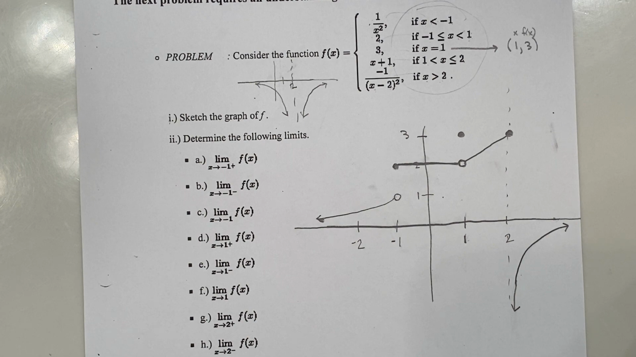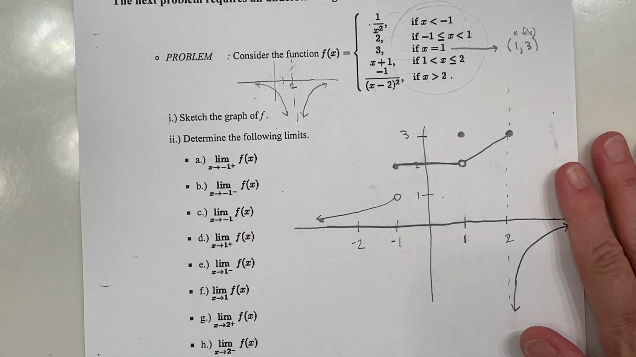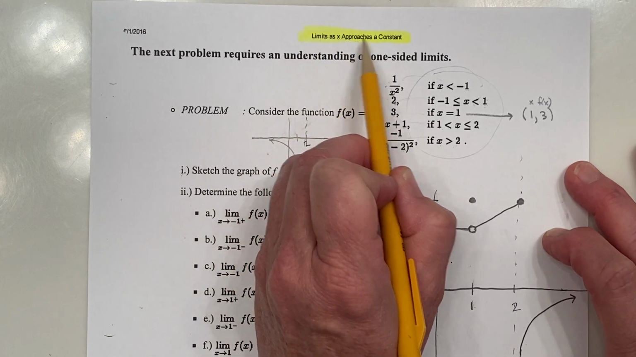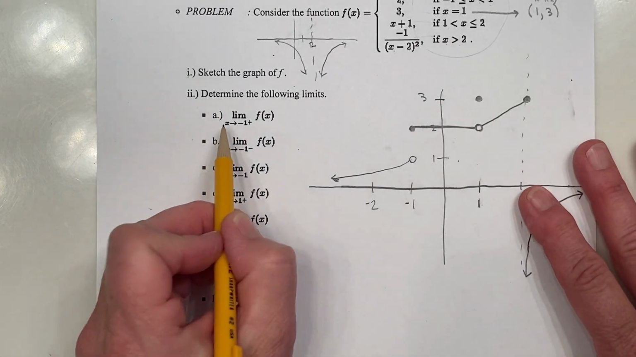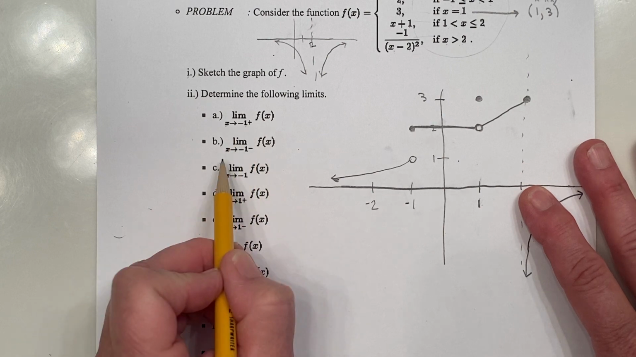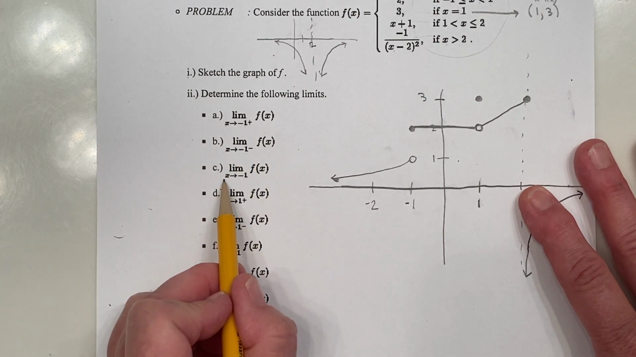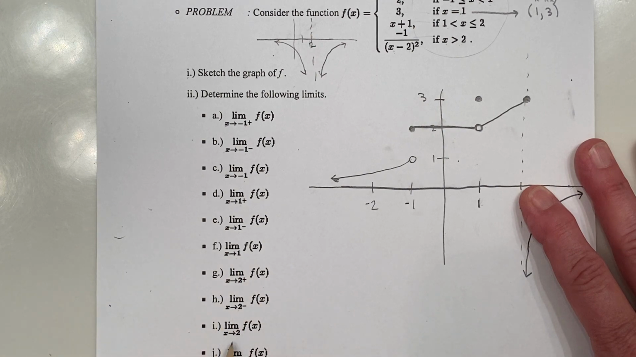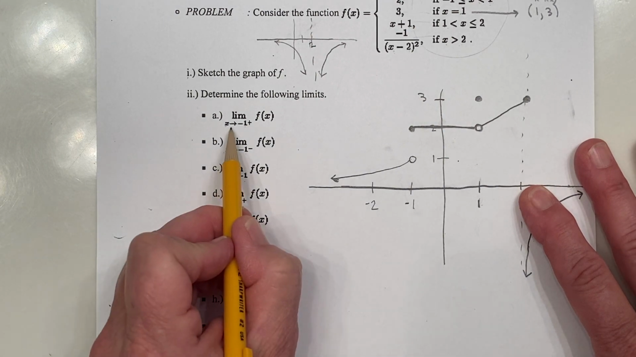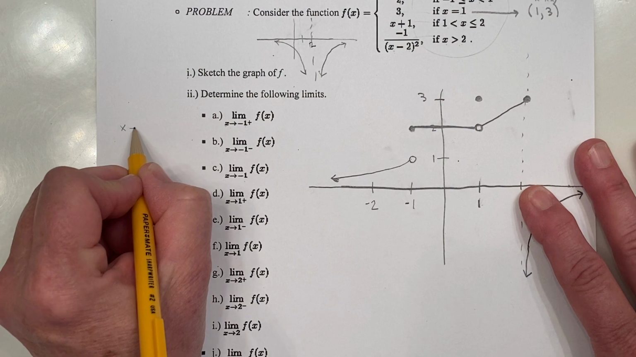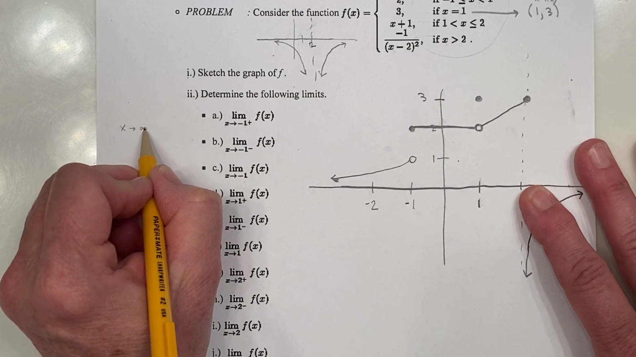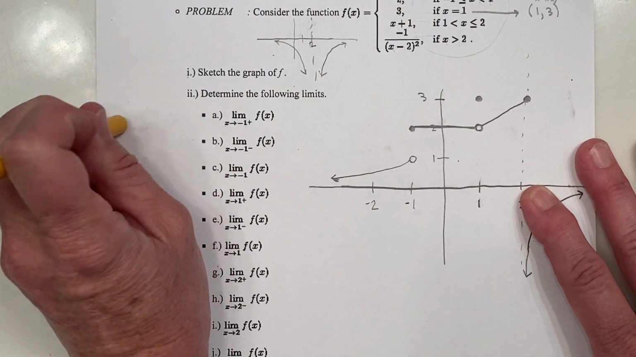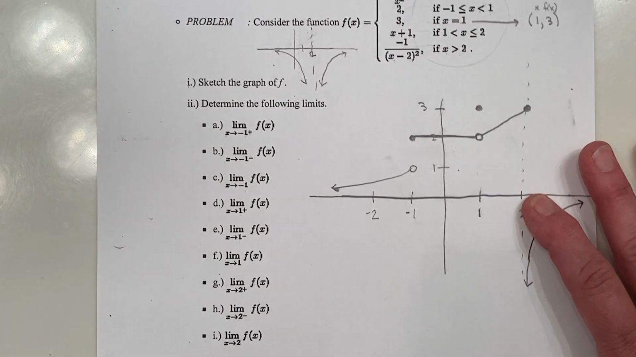So question A, what's the limit? Now, let me back up. The title of this worksheet is Limits as X Approaches a Constant, which means X is approaching this constant number, that number, and that number. All of these C values are constants, meaning I'm not considering as x goes to positive or negative infinity. That's a later lesson. Right now, limits as x approaches a constant.